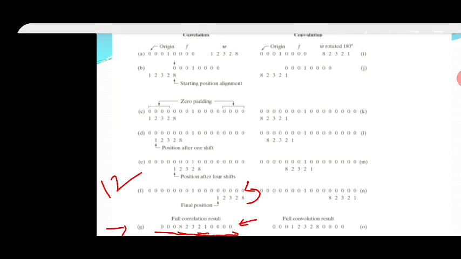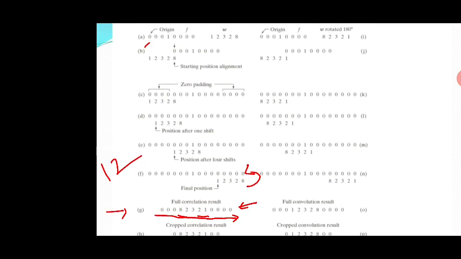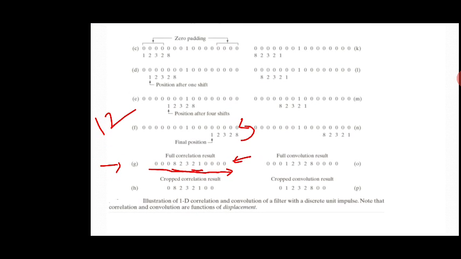What is the length here? You just count it. 1, 2, 3, 4, 5, 6, 7 and 8. So the length is 8. The output sequence is the same as the input f. Now what is the total length of the final result you get here? 12. But I should have 8. What you have to do is crop an equal number of zeros from the left and the right.